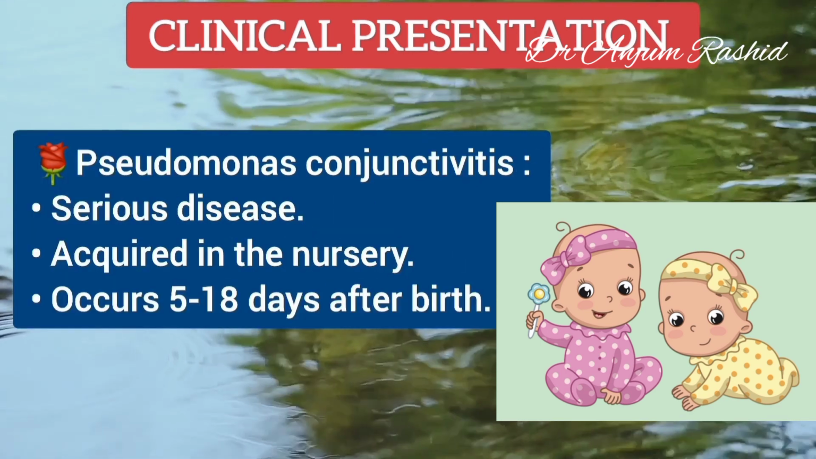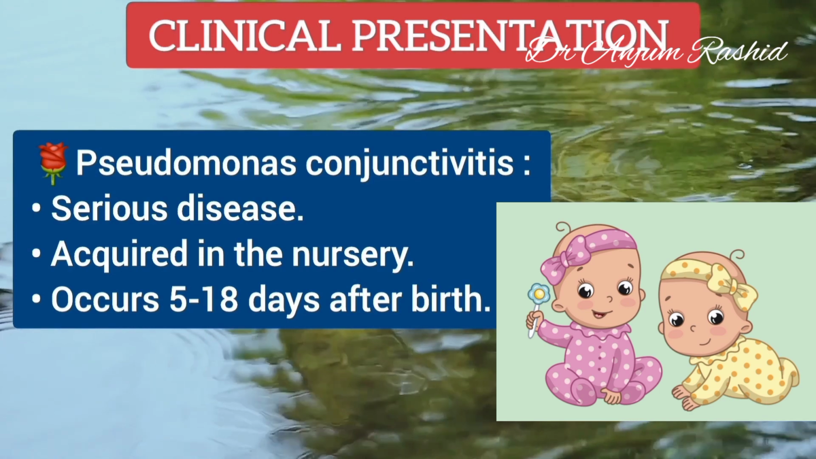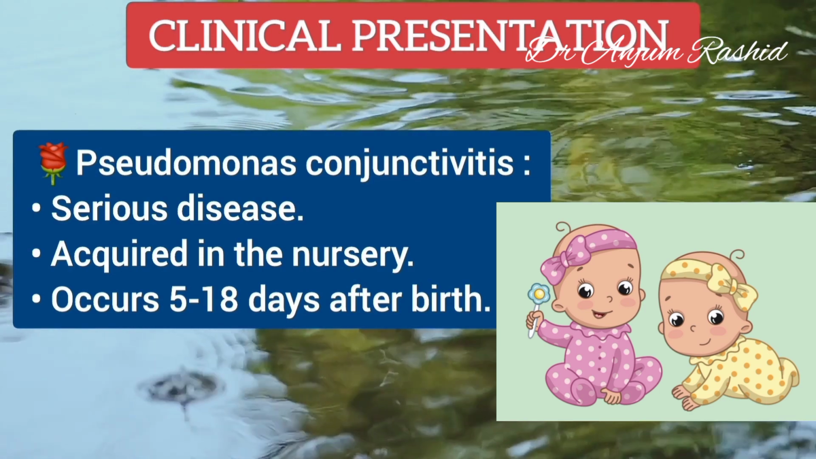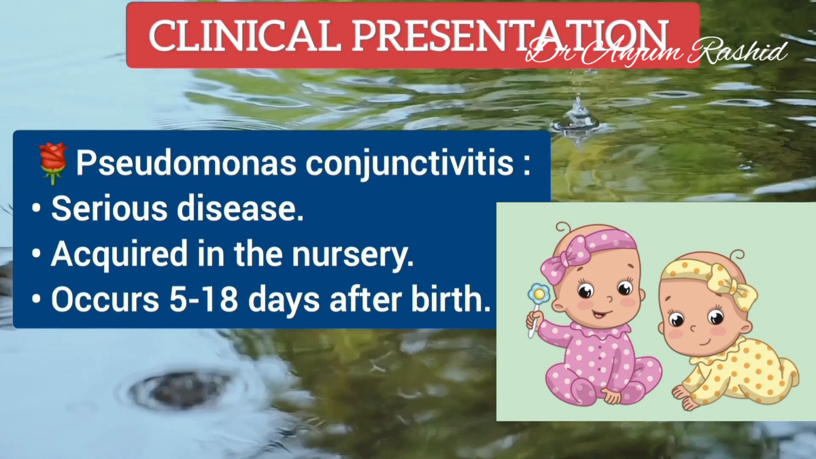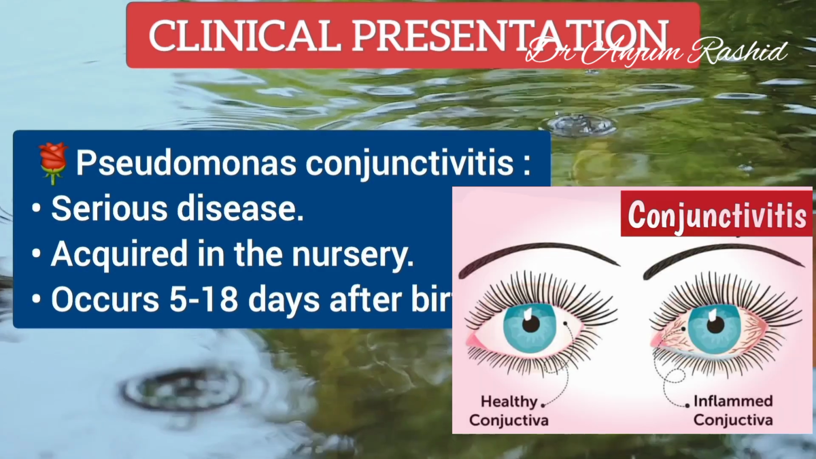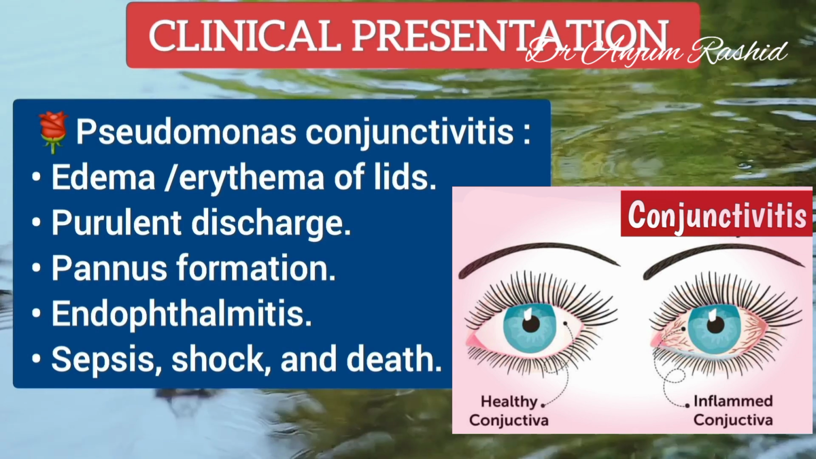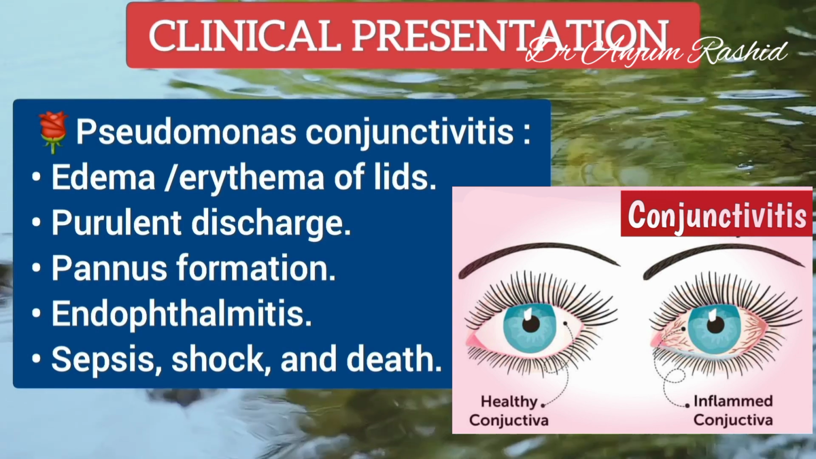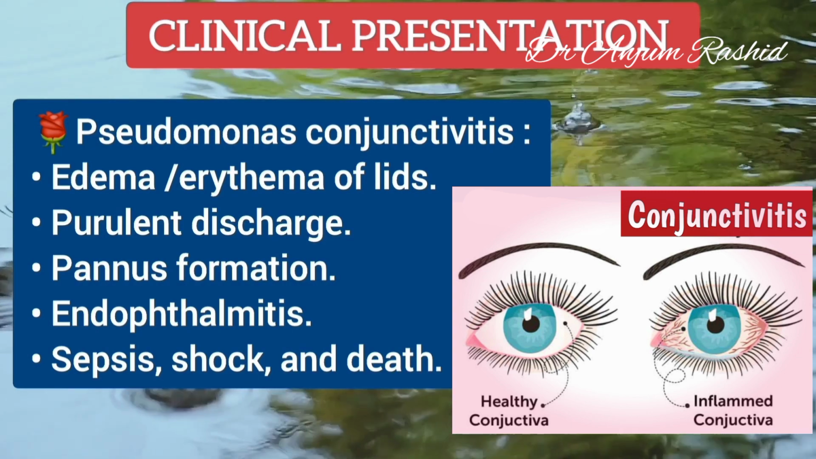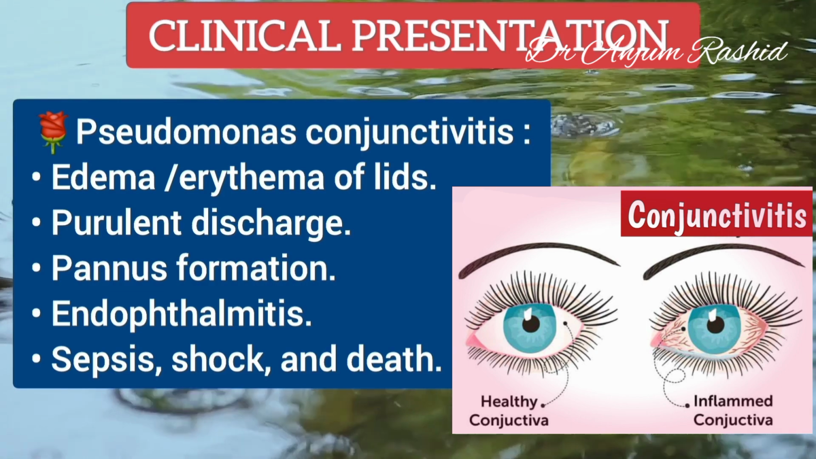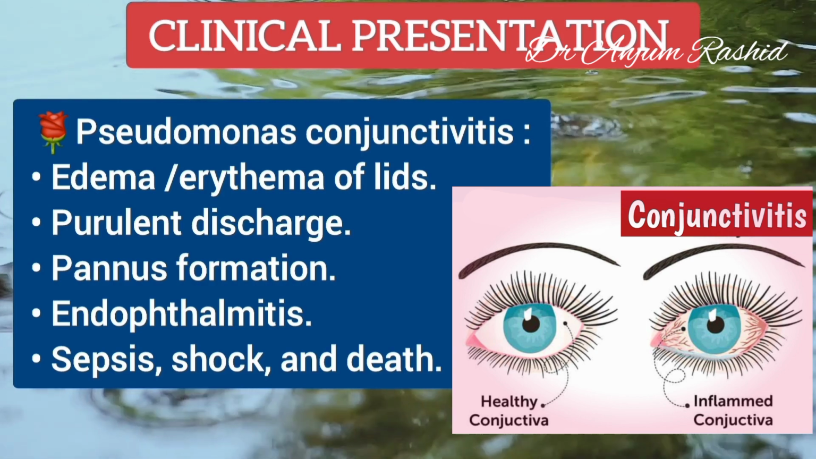However, Pseudomonas conjunctivitis is a very serious disease. It is usually acquired in the nursery and it occurs 5 to 18 days after birth. In Pseudomonas conjunctivitis, there is edema and erythema of the eyelid. There is a purulent discharge along with venous formation. There may be endophthalmitis, sepsis, shock, and even death.